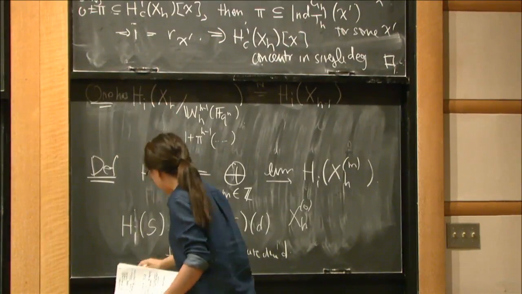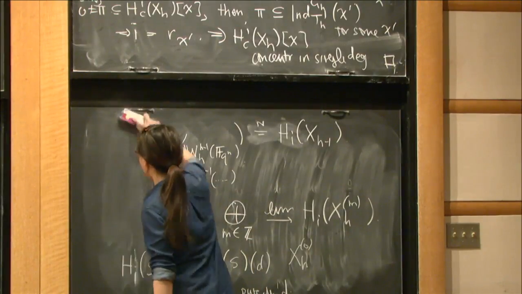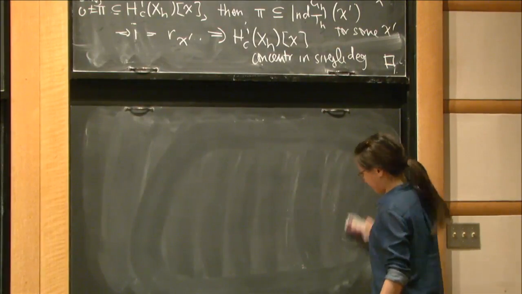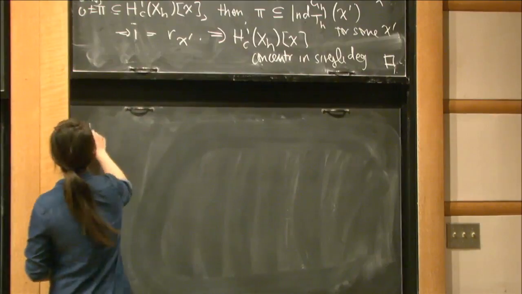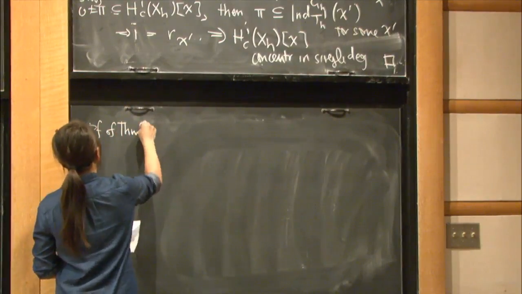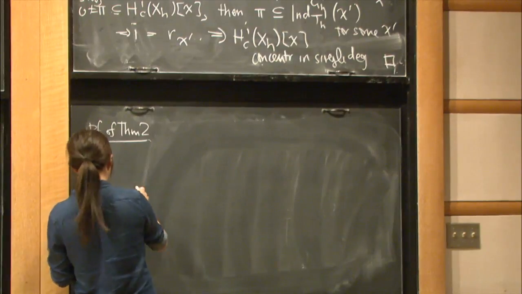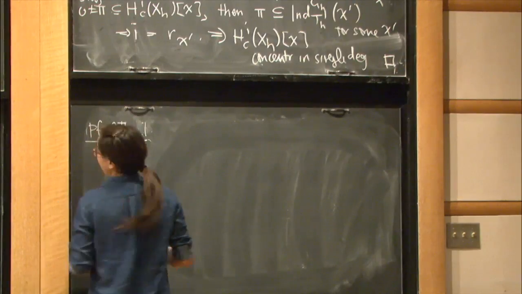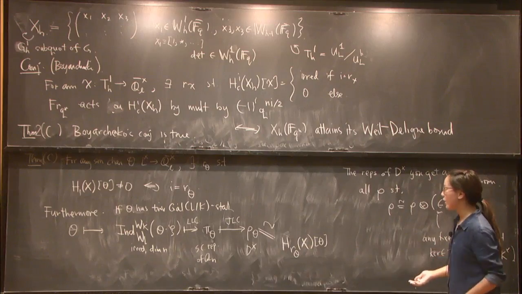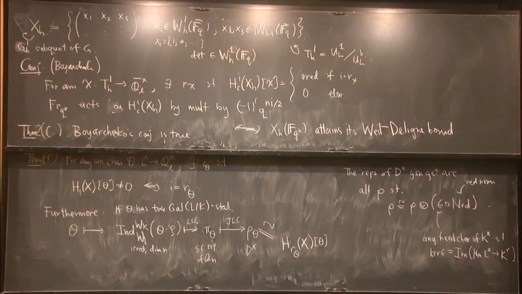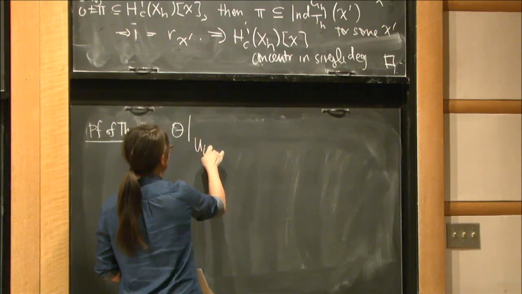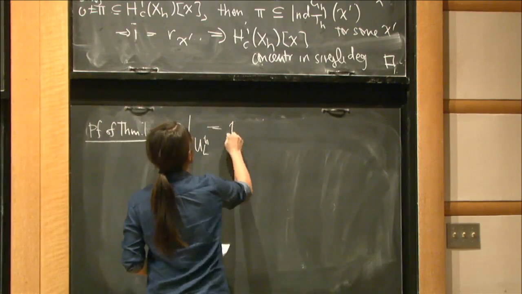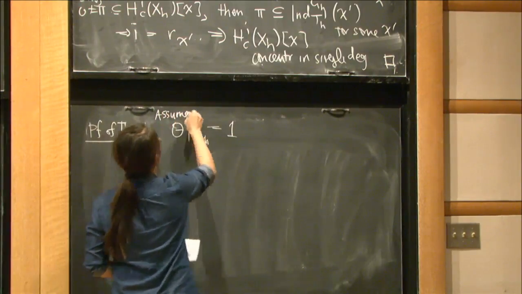Okay, so now let me say how theorem 1 allows you to obtain theorem 2. Okay. So I start with a smooth character. If it's a smooth character, then there's some h for which theta is trivial on U_L^h. Right? That's the definition of smooth. So you can assume from the get-go that this is the situation.